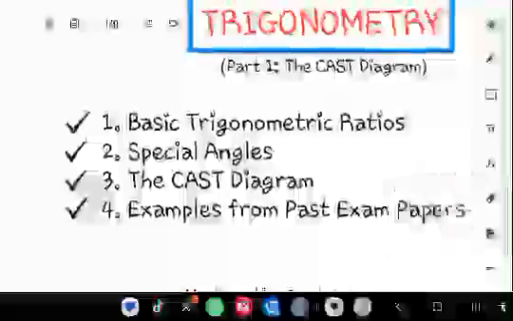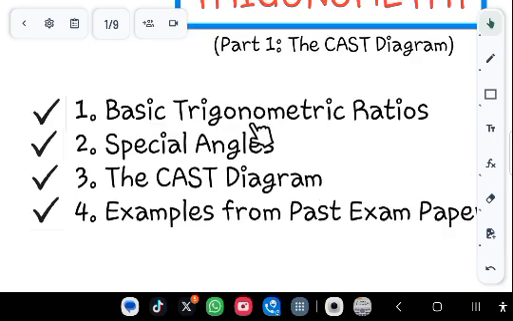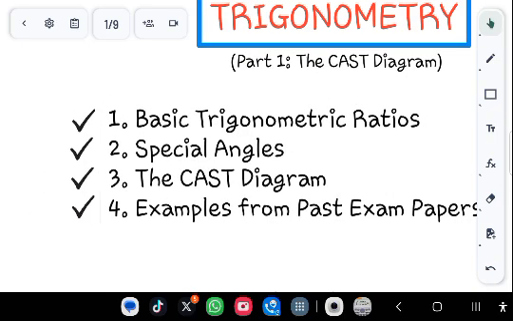In summary, in this video, we're going to look at number 1, the basic trigonometric ratios. A lot of people are not sure who is who in the trigonometric ratios. So why we express this as such, we're going to clarify all of that in this video.